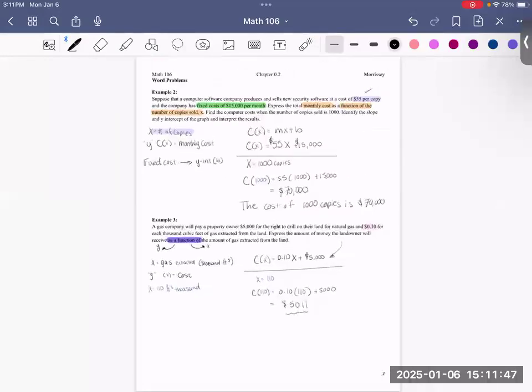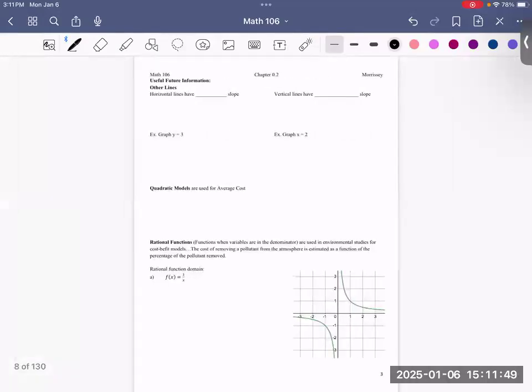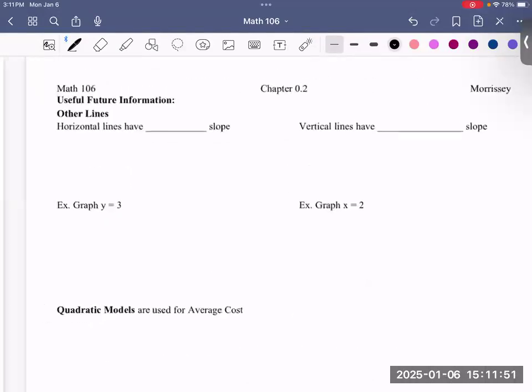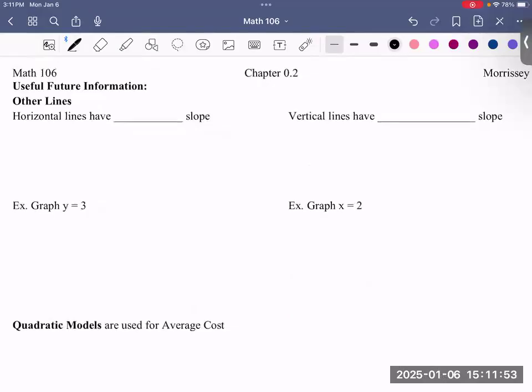Now let's talk a little bit more about line orientation. So other lines. So we got horizontal lines. So if we're talking about a horizontal line, let's take this horizontal line. I'll draw it right here. Let's say that's my horizontal line. It's just going to continue off the page no matter what.